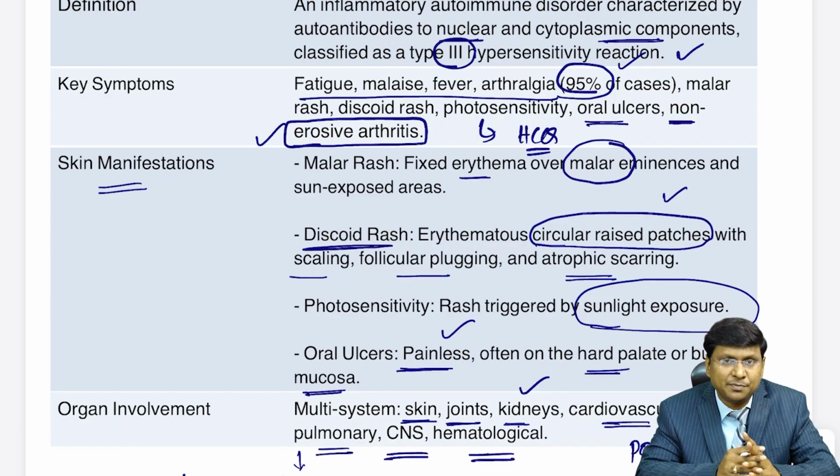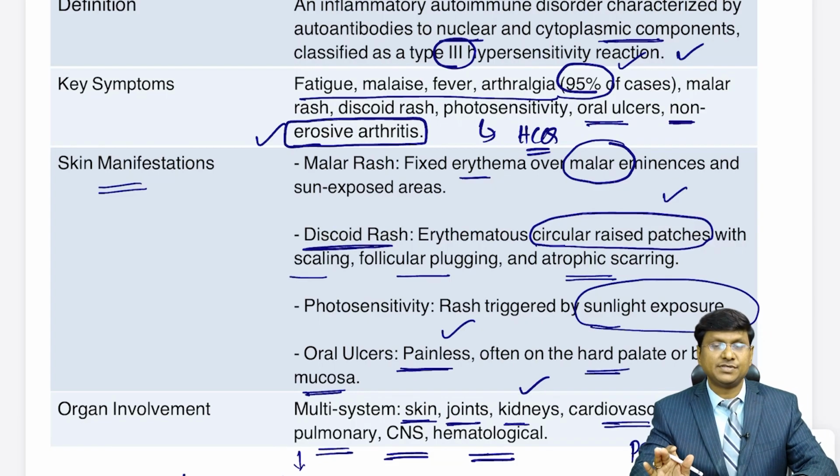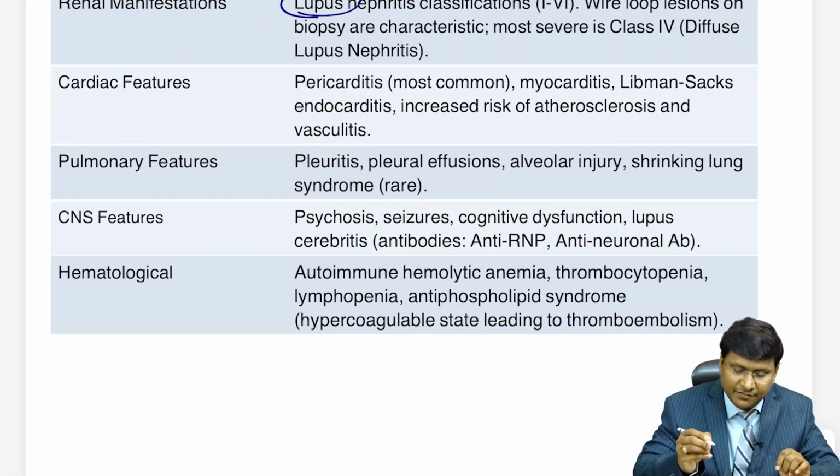What will that pancytopenia be? That is anemia, leukopenia, and thrombocytopenia. So this will be the hematological manifestation. These are the multiple organs which are affected. If you take the renal involvement, that will be in the form of lupus nephritis.